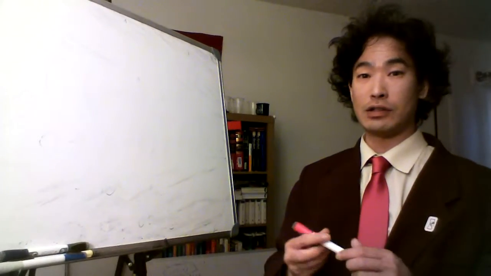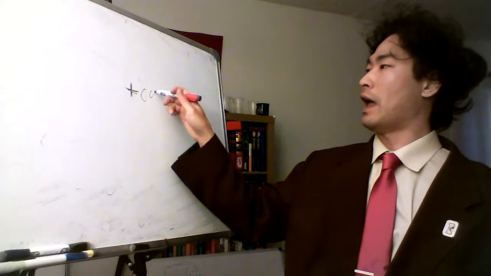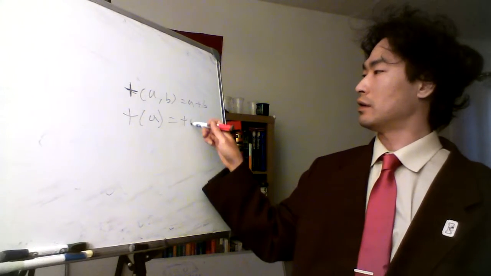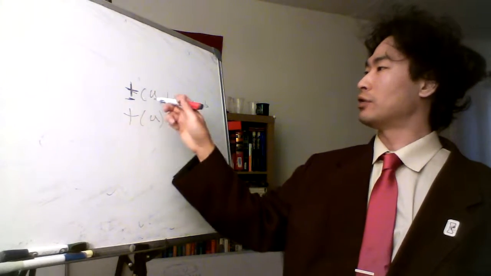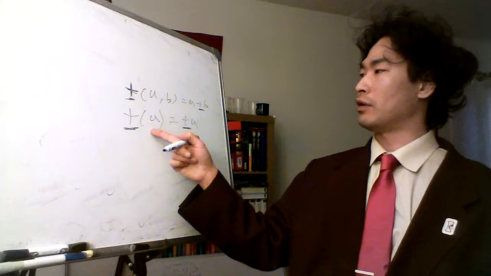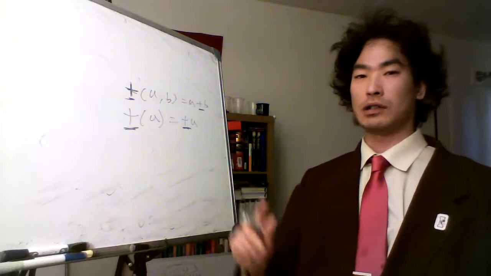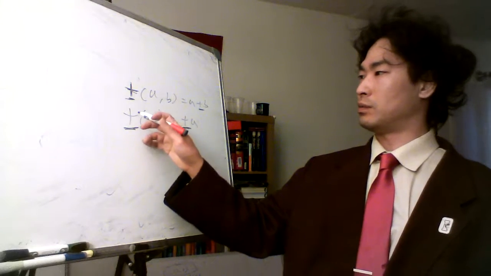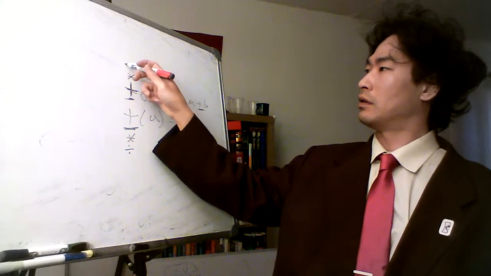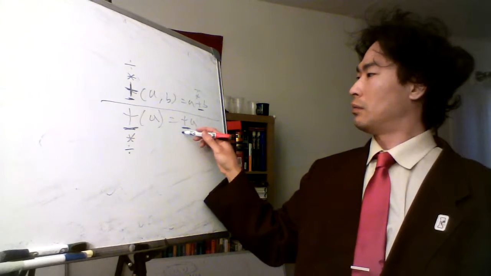This operator plus, there are two kinds of plus. First, it's a function, plus, just like f or g. Plus of a comma b is equal to a plus b. Now, plus of a is equal to plus a. Minus, same thing. Minus of a comma b is a minus b. Minus of a is minus a. So unary operator, binary operator. Function of one variable, function of two variables. They both give out one single number. And it's not just plus and minus, it's also multiplication and division too.